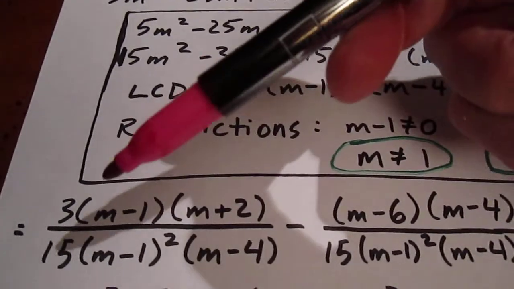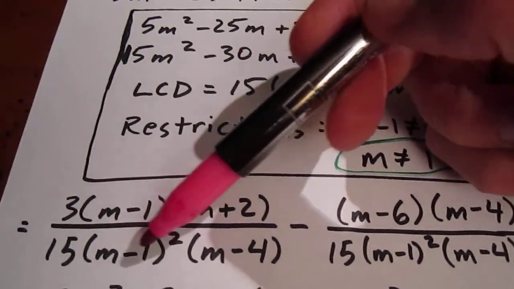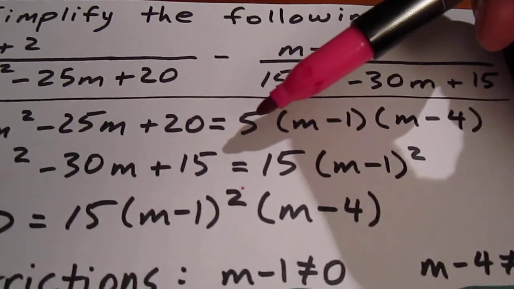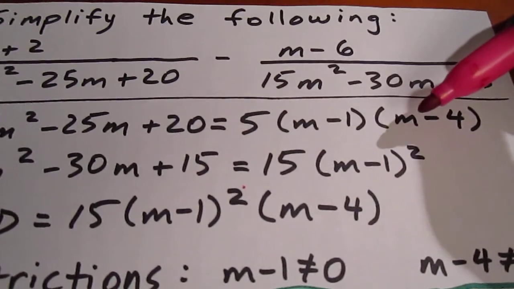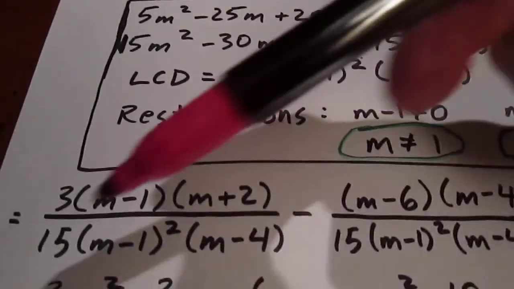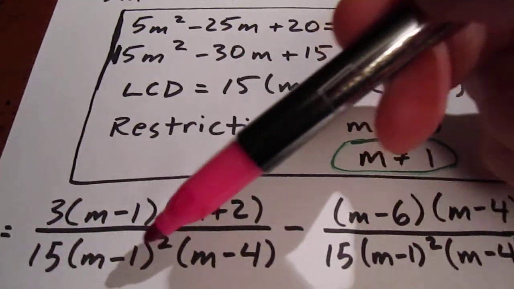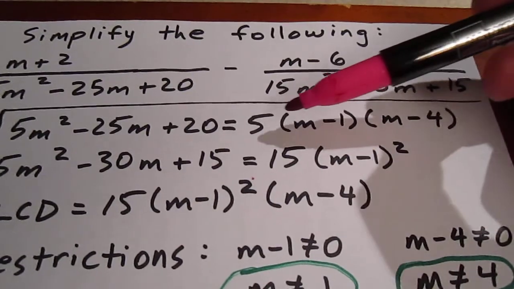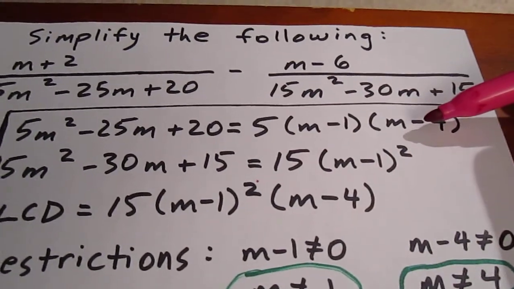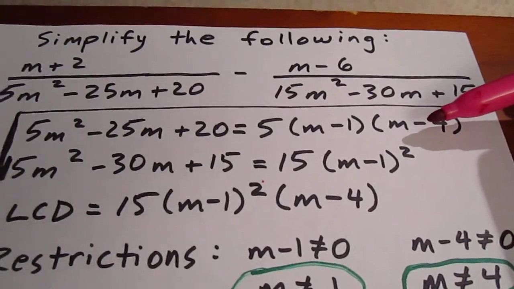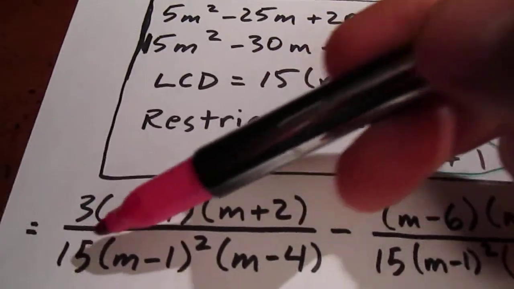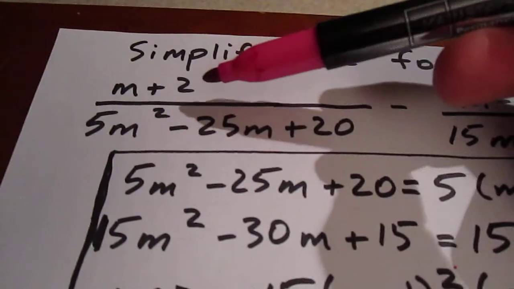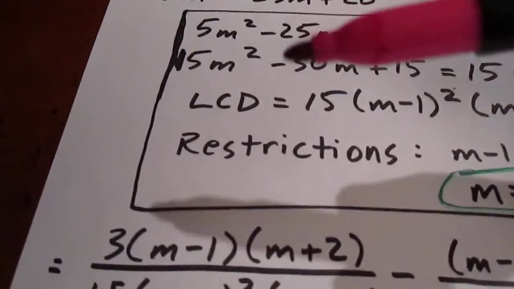We ask ourselves what new factors we introduced to the denominator here. We started with a denominator of 5 times m minus 1 times m minus 4, and ended up with a denominator of 15 times m minus 1 quantity squared times m minus 4. So we must have multiplied the original denominator by 3 and by m minus 1. So we should multiply our numerator by 3 and by m minus 1.